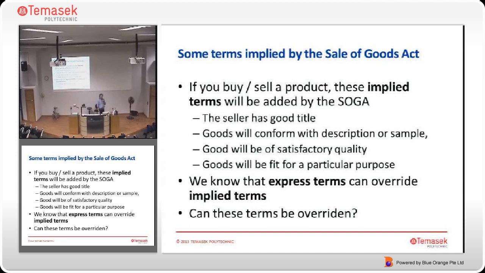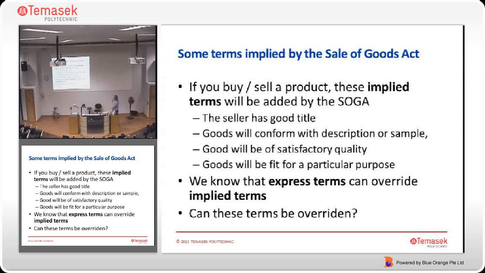Alright, so can these terms be overridden? Can these implied terms be overridden, based on what you just read? Yes or no? No, you can't, because you have this statute called the Unfair Contract Terms Act. Okay?